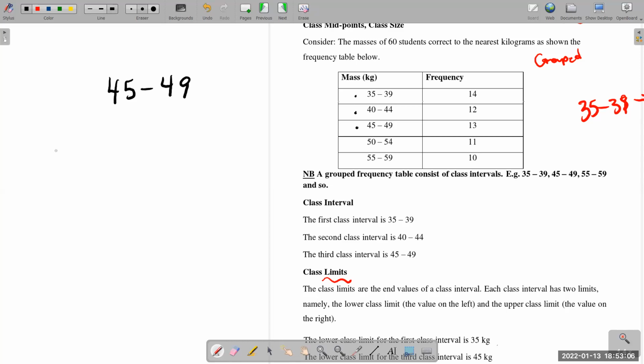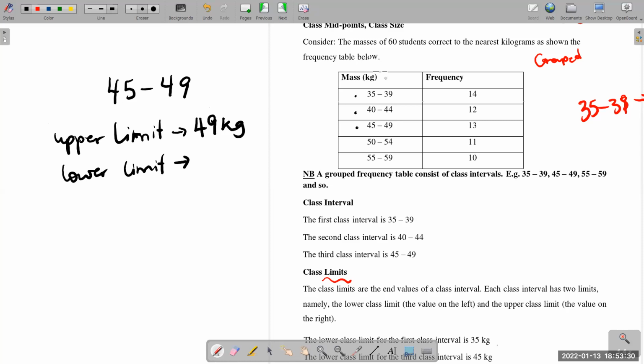Now, I want you to tell me what is the upper limit. When CXC brings questions like this, I feel very happy for students because that's easy marks, that's giveaway marks. They ask questions like this a lot. So the upper limit of this interval would be exactly 49 kg. And if it was centimeters, you would have had to put centimeters. So what would be my lower limit? What is my lower limit?